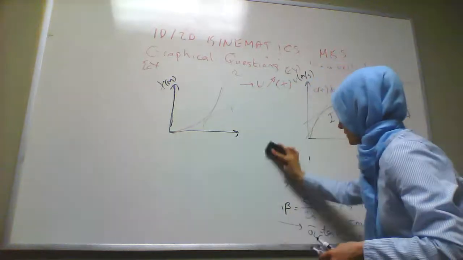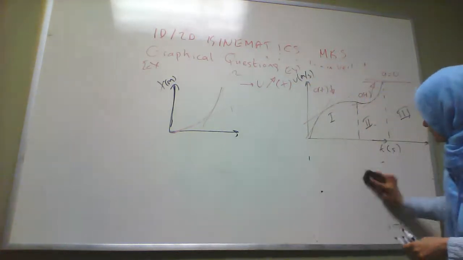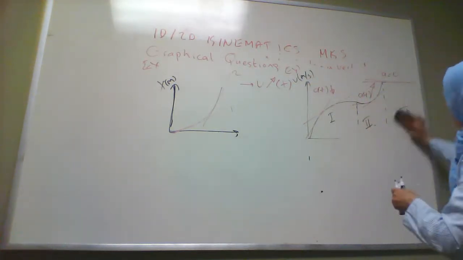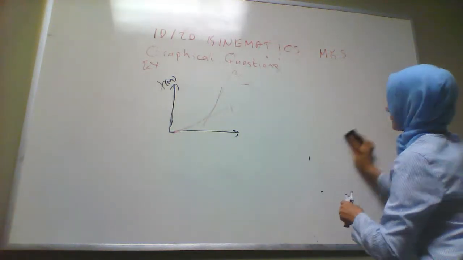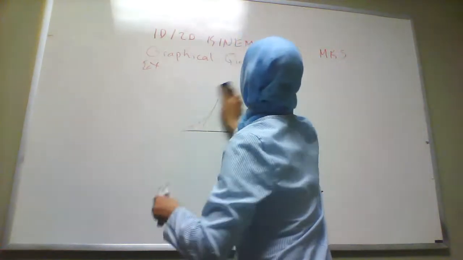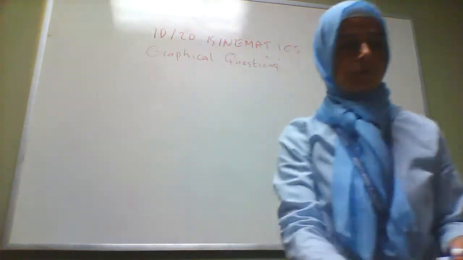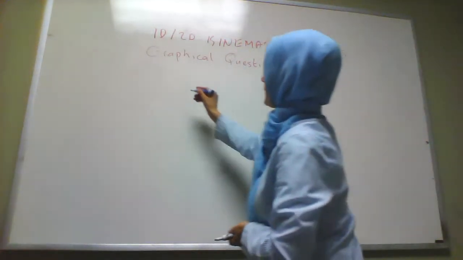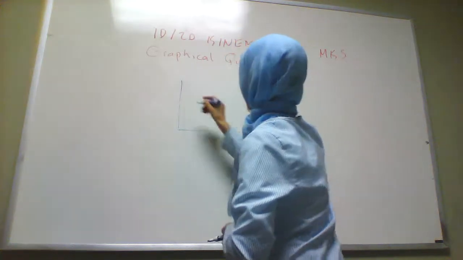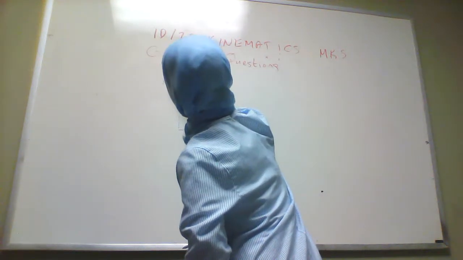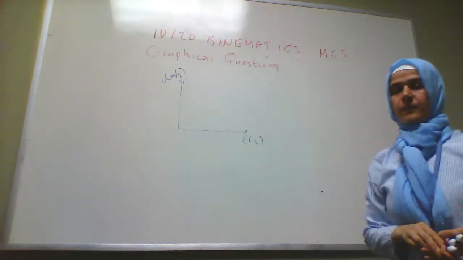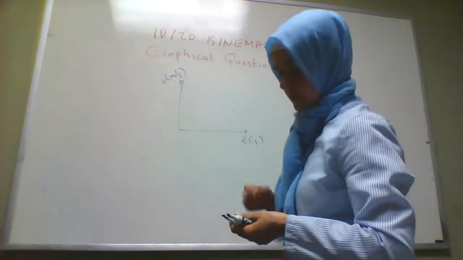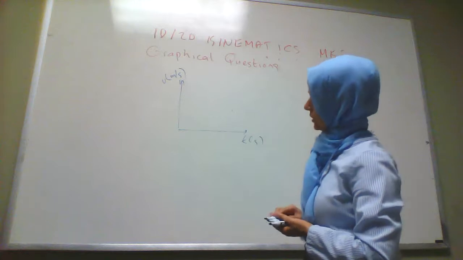One more thing we learned, we do so many questions, but let me also remind you that if we have a velocity versus time graph, we said the slope of a line gives us the instantaneous or average acceleration.